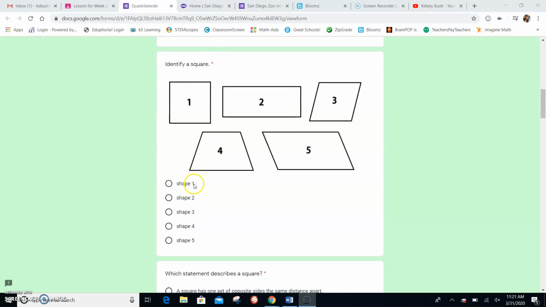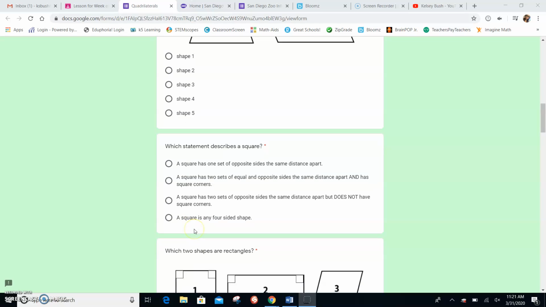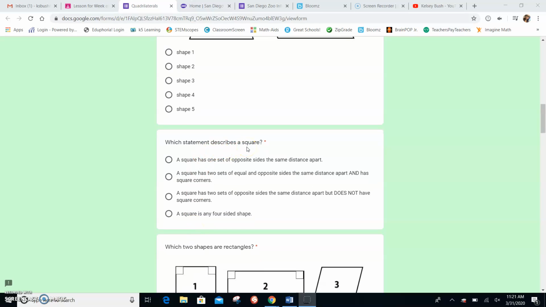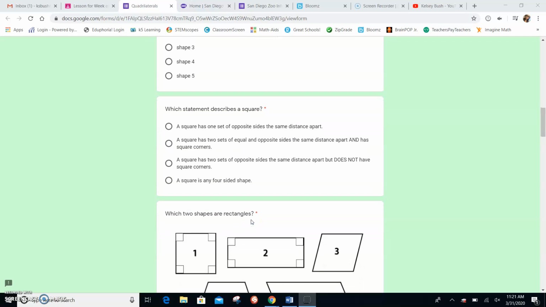Identify a square. Shape 1, shape 2, shape 3, shape 4, shape 5. Which statement describes a square? A square has one set of opposite sides that are the same distance apart. A square has two sets of equal and opposite sides that are the same distance apart and has square corners. A square has two sets of opposite sides the same distance apart but does not have square corners. A square is any four-sided shape.